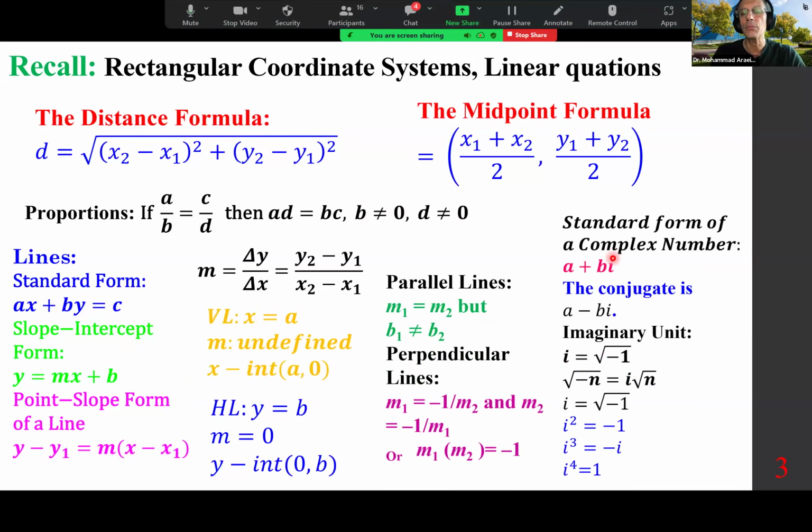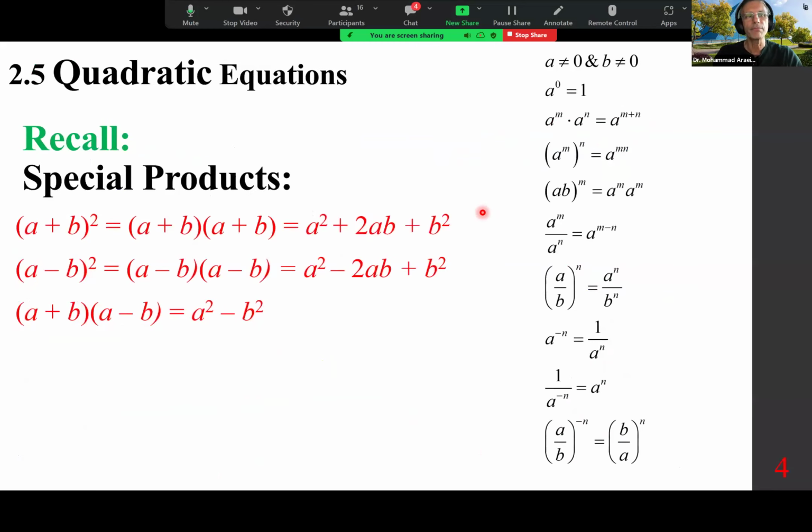When we look at complex numbers, they are in the form of a plus bi, and their conjugate is a minus bi. The imaginary unit i is square root of negative 1, and square root of negative n is i times square root of n. When we look at powers of i, i is square root of negative 1, therefore i squared is negative 1, i cubed is negative i, and i to the power of 4 is 1. And remember, the easy way out would be to divide the exponent by 4 and keep the remainder. We will look at quadratic equations.